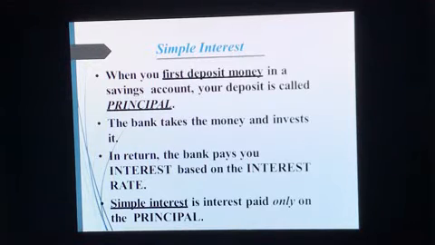While in compound interest, we are supposed to calculate interest on the total amount. What is the total amount? The total amount is the principal amount plus the total interest earned before that period. That will be the total compound interest.